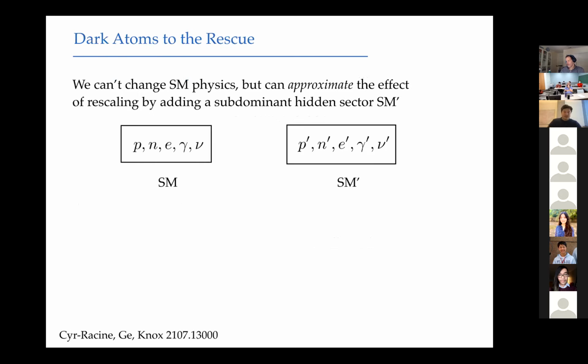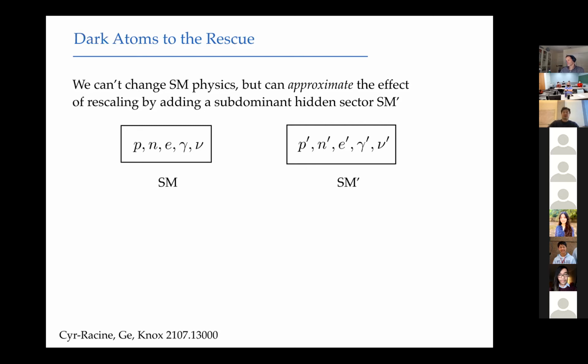Well, okay, but we can't change standard model physics, but we can at least approximate the effect of performing this rescaling by adding a subdominant hidden sector. In this talk, I'll refer to this hidden sector as standard model prime. So for the time being, let's just imagine that every time you see a primed variable from here on out, it refers to some quantity that lives in a hidden sector that doesn't interact with our standard model fields. And so at face value, this has all the right ingredients for what you might want.